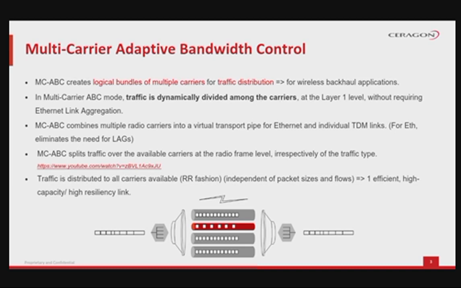Multi-carrier splits traffic over the available carriers at the radio frame level, irrespective of the traffic type. Traffic is distributed to all available carriers in a round-robin fashion, independent of packet sizes and flows, resulting in an efficient, high-capacity and high-resiliency link.